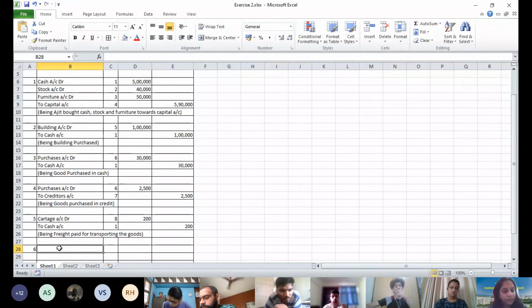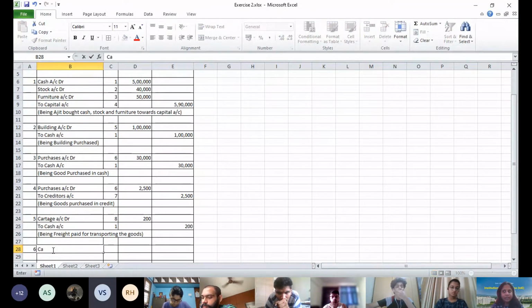The next one. What is the next one? Can I have the question? Sold goods for cash. Sales and cash. Step 1 is cash and sales. Step 2: cash and sales are real accounts. Step 3: what is getting debited, what is getting credited. So for a real account, what is the formula? Debit what comes in, credit what goes out.